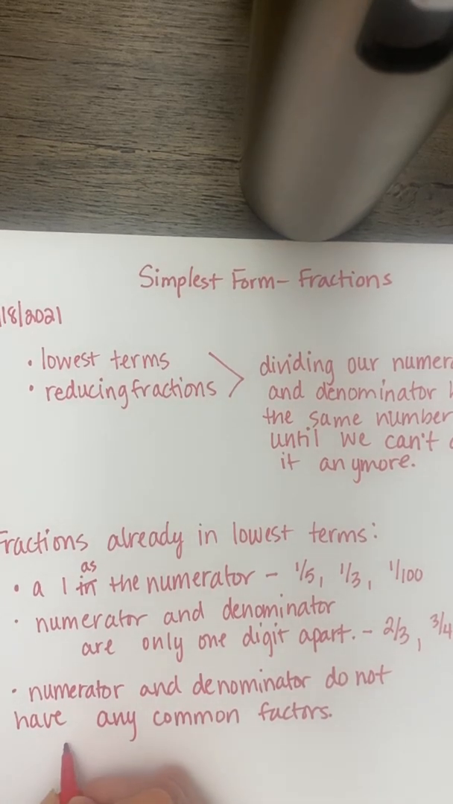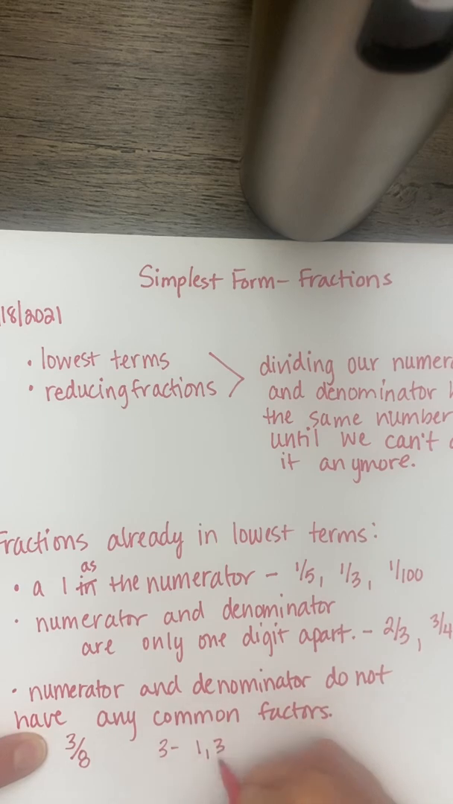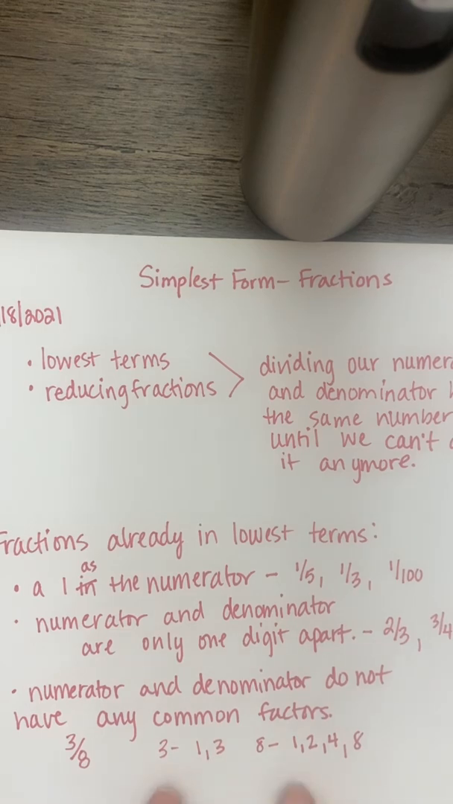So for example, 3/8. The factors for 3 are only 1 and 3. The factors for 8 are 1, 2, 4, and 8. They don't have any in common except for that 1. And remember, we said we would never divide by 1 because that doesn't change our fraction.